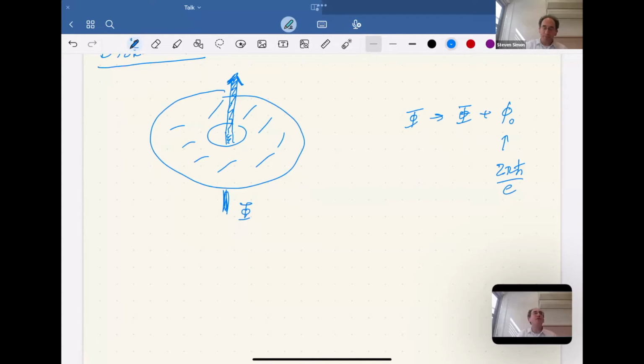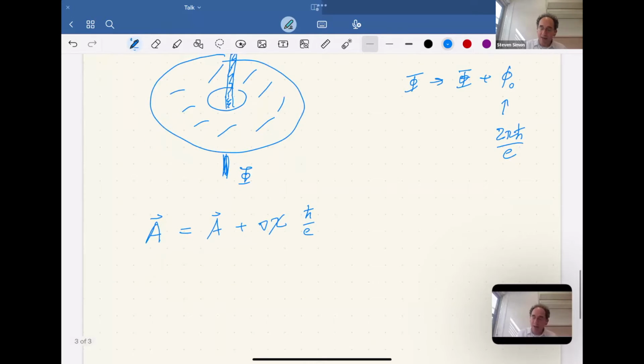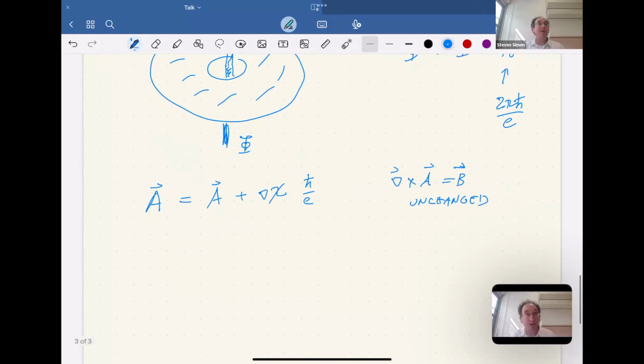So the proof of the theorem is you actually make the gauge transformation. Generally a gauge transformation is you take the vector potential A to A plus gradient of some chi. And if we're keeping track of constants, there's an h bar over e that usually comes here. If you make this gauge change, the magnetic field is unchanged. You're probably familiar with that.